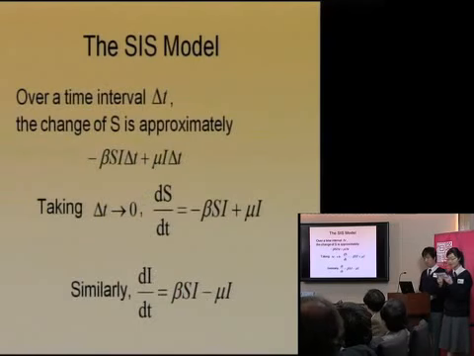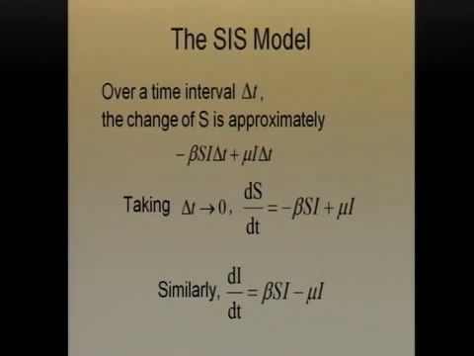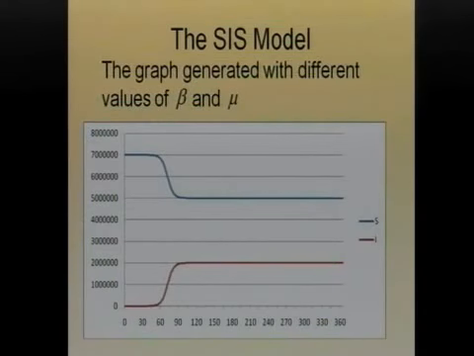Over a time interval delta T, the change of S is approximately negative beta SI delta T plus mu I delta T. Taking delta T tends to 0, we have the differential equation shown on the PowerPoint. Similarly, we can obtain another differential equation. After solving the above two differential equations, we have these two solutions. Then we can use the two solutions to generate a graph with different values of beta and mu.